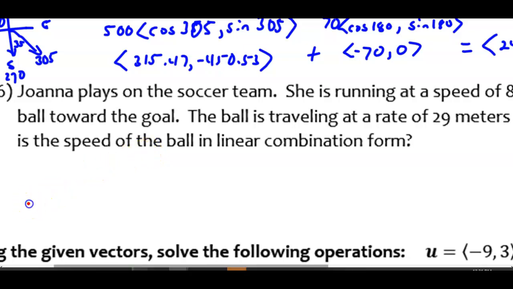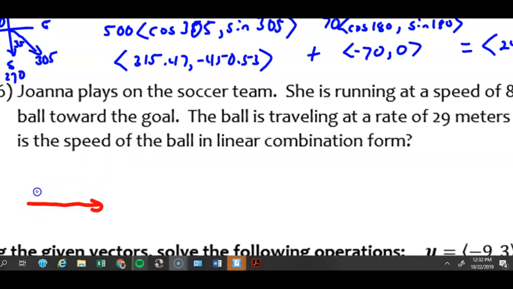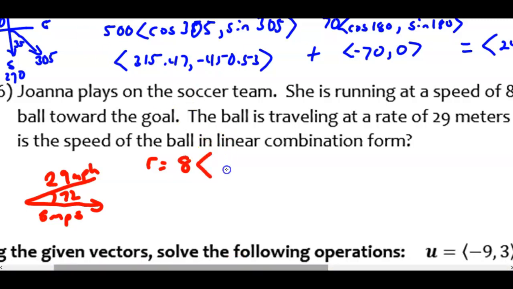Alright, so she's running. She kicks at an angle of 72, at 29 meters per second. And she runs at 8 meters per second. So what we've got here is we're going to find R. R is going to be 8 times cosine of 0 plus sine of 0, which is going to equal 8, 0.